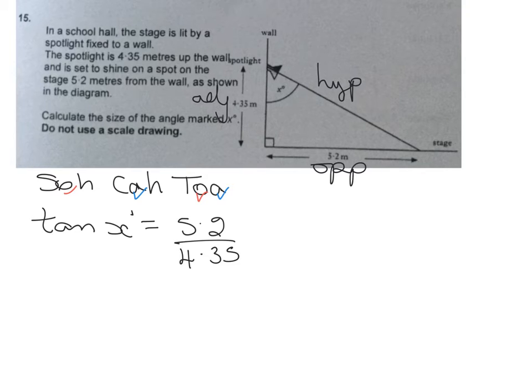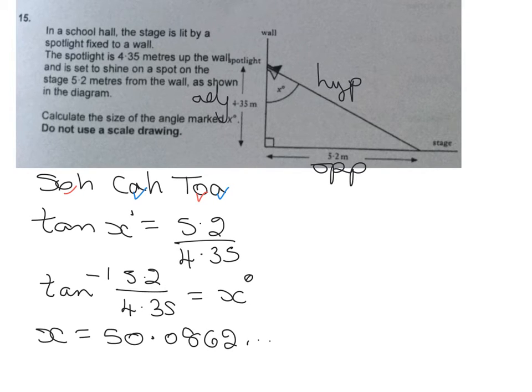So in order to rearrange this, we're going to have to use the inverse, the little -1. So that means you have to press Shift tan and then 5.2 over 4.35 and hit equals to get your angle. So x is equal to 50.0862... We're not told what to round to, so I'm just going to round to 2 decimal places. So our answer to 2 decimal places is 50.09 degrees.